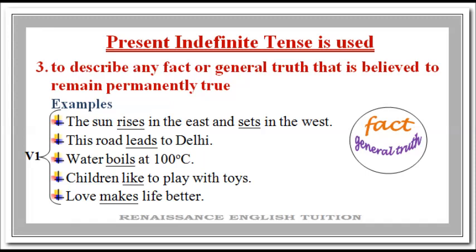Now comes the use number 3. Present indefinite tense is also used to describe any fact or general truth that is believed to remain permanently true. Examples are: the sun rises in the east and sets in the west. This road leads to Delhi. Water boils at 100 degrees Celsius. Children like to play with toys. Love makes life better. All these sentences represent the facts which never change and are always expected to stay as they are. And such types of sentences are made in present indefinite tense.